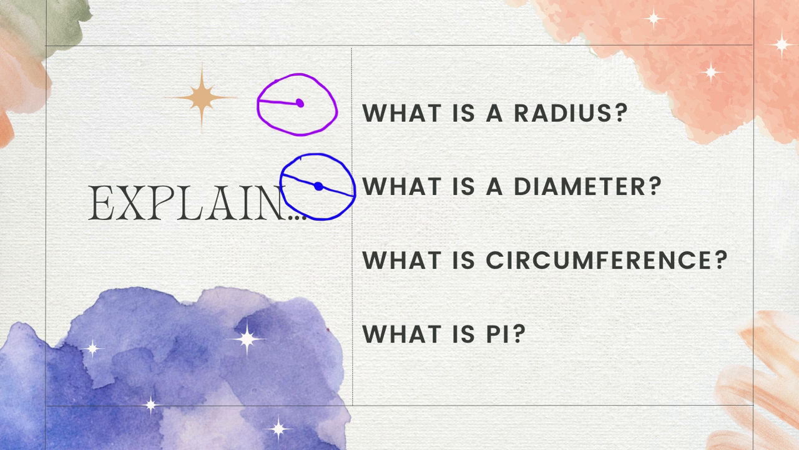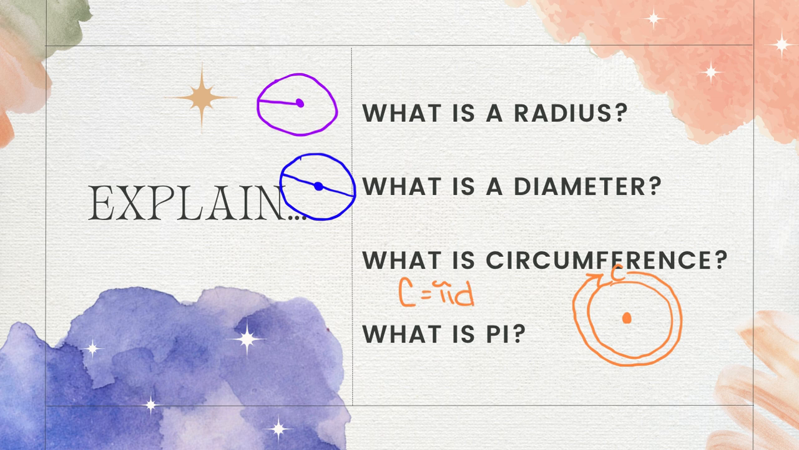What is circumference measuring? Micah? Around the circle. Yeah, it's the distance around your circle. And what formula were we using for circumference? Tristan? Good. Diameter times pi or pi times diameter.